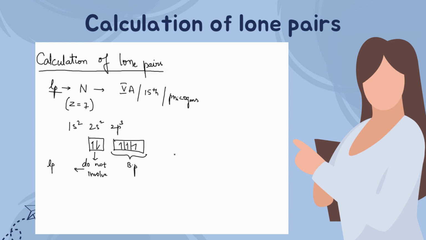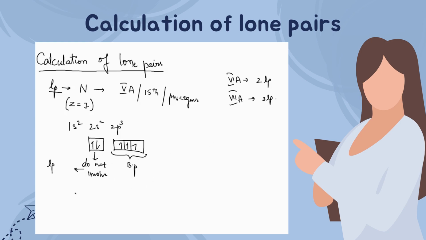Similarly, you come across lone pairs in other groups: in the 5th A group, 1 pair; in the 6th A group, 2 lone pairs; and in the 7th A group, 3 lone pairs of electrons. Now, how do we calculate this in a central atom? And what is the importance of it? Lone pairs usually decide the shape or geometry of the molecule.